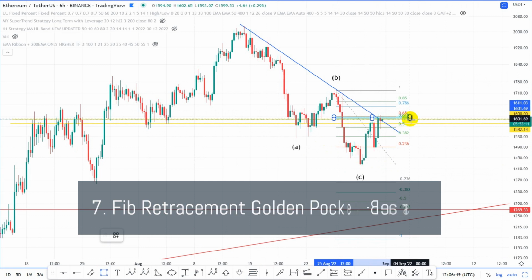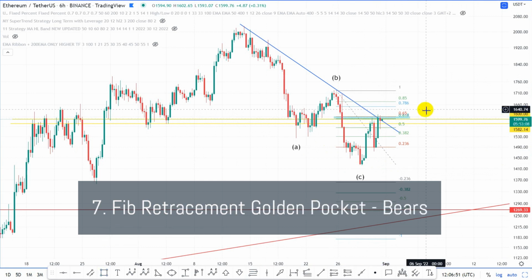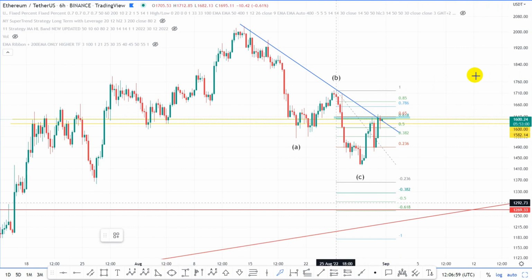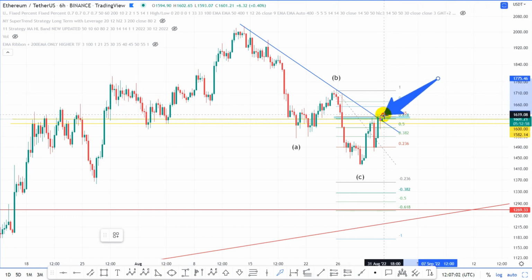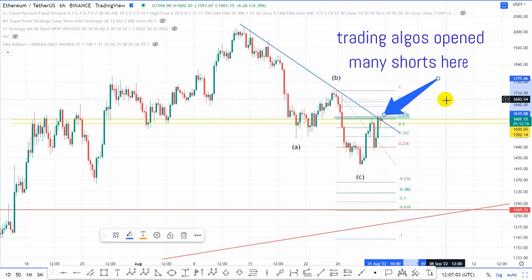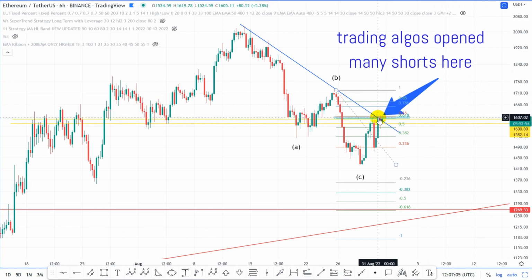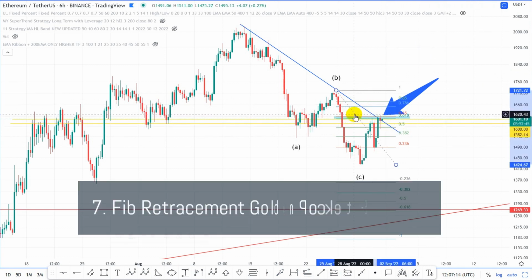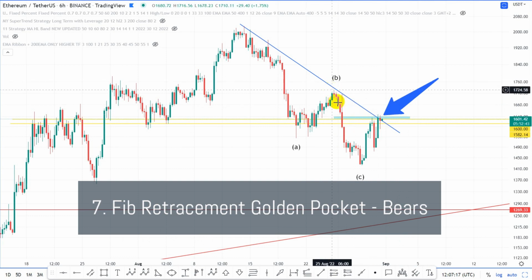and a lot of trading algorithms, and a lot of investors and traders, had their short limit orders placed here. That's why you can see so many rejections, because a lot of limit orders have been filled here for the short position. So definitely this indication for this swing structure is bearish.